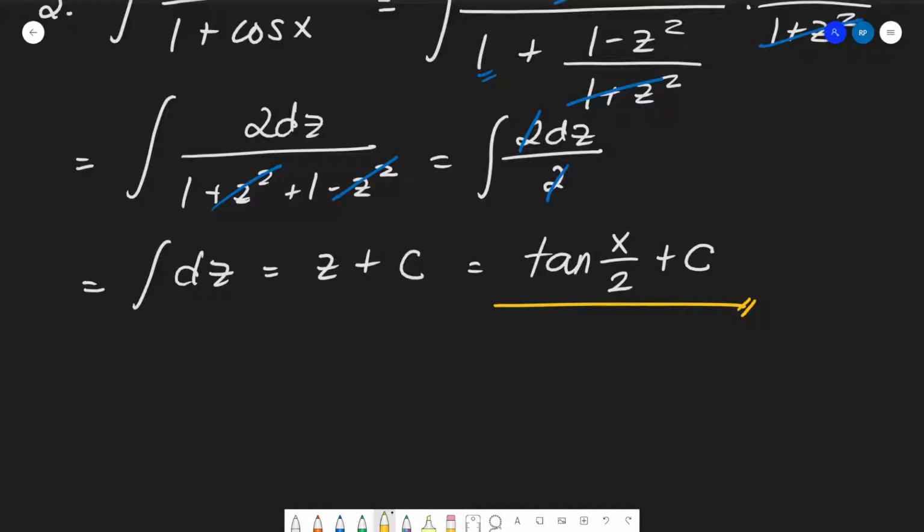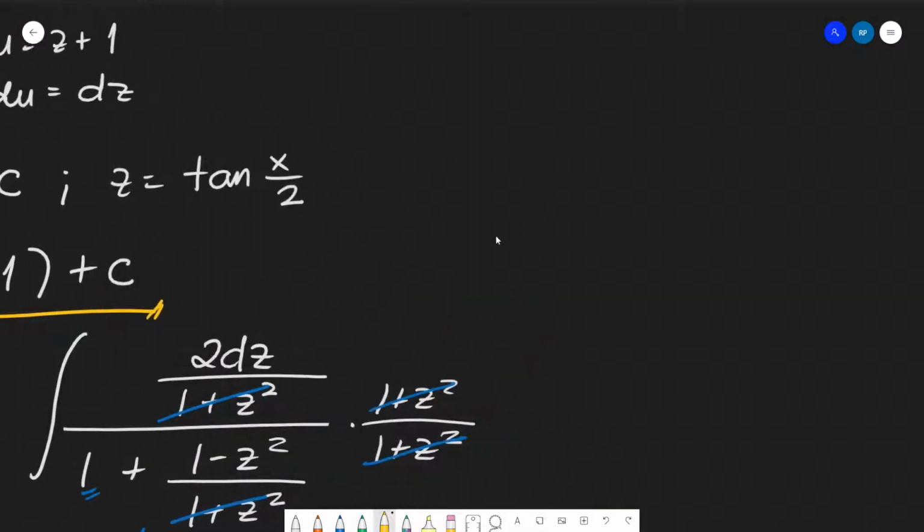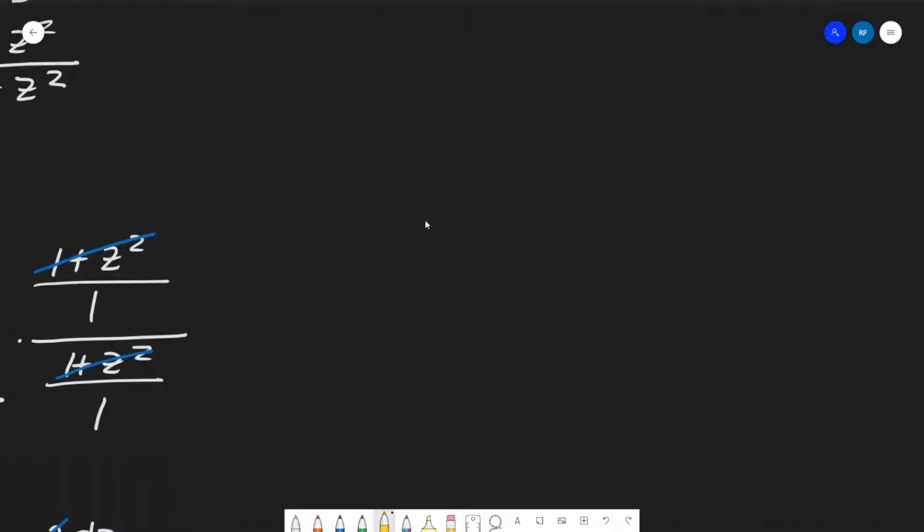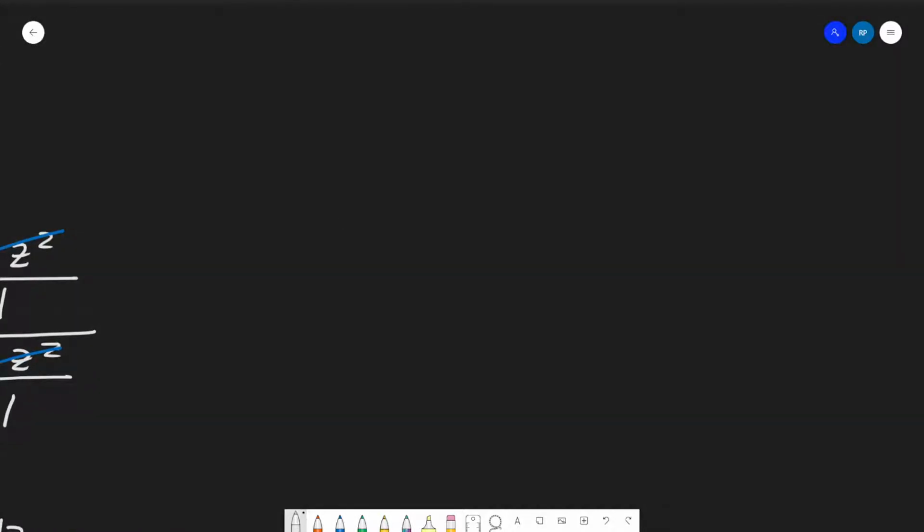Yan yung final answer natin. Okay? So, let's jump into a slightly difficult, no? Slightly difficult example. Actually, hindi naman siya difficult, but tedious, let's say more of tedious example.